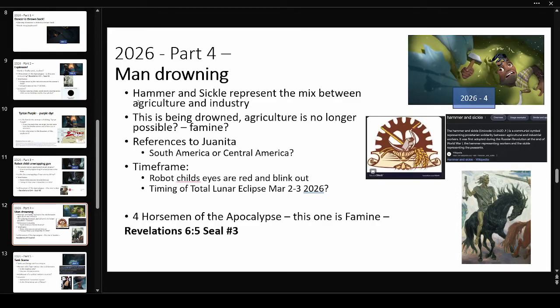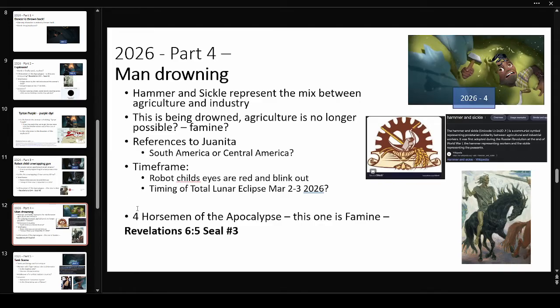For the history of the last 100 years, the hammer and sickle has represented the mix between agriculture and industry. This is a communist symbol representing proletarian solidarity between agricultural and industrial workers. It's essentially showing that the sickle and the hammer represent agriculture. And this man seems to be being buried with this hammer and sickle.